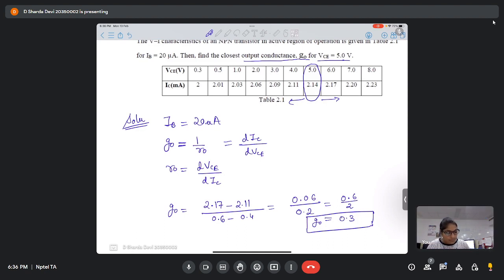What will be the unit for this G0? Siemens? Here this was in volts, and here it was in milliamperes. So whatever we got is in millisiemens, it's not Siemens. These milli, micro, all these small prefixes have huge importance. You cannot miss them, because it's an order of 3 difference. So it's actually millisiemens, not Siemens. Clear?